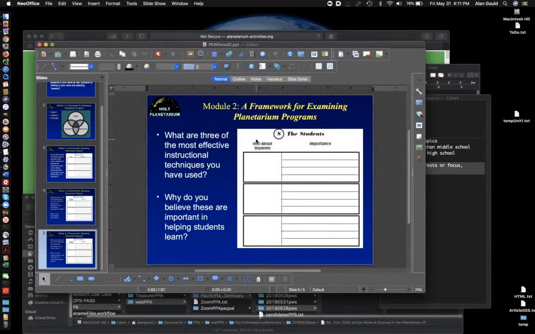Okay, so let's blank out here for a second. Everybody do your writing, and then we'll convene again to discuss it. What are the 3 most effective instructional techniques you have used?